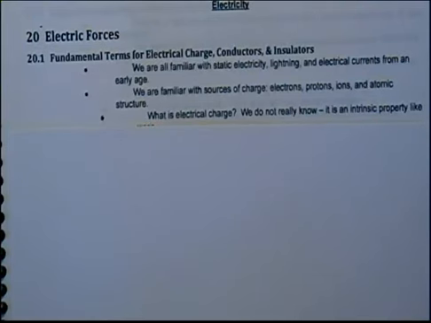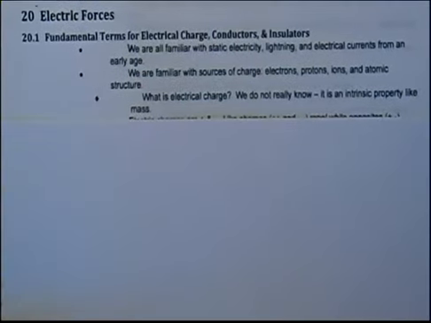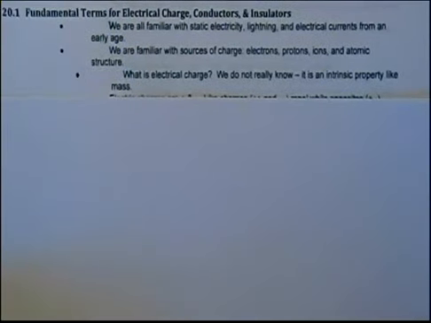But we can ask the question, what is electrical charge? And the answer to that is that no one really knows what electrical charge is. It's a property of some of the fundamental particles, electrons, protons, and neutrons, and the things that are composed of those particles, which is all of ordinary matter. Some of these particles, like the electron and the proton, have electrical charge, and some do not, like the neutron and certain other particles. So it's kind of an intrinsic property of matter, kind of like mass.